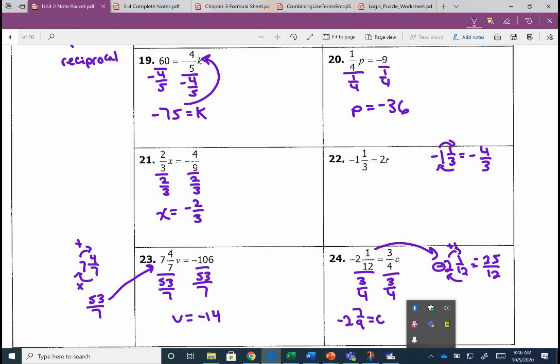So in 22, I should have divided by 2. And we end up with negative 2/3 is our R. And that's where it pays to go back and check. That's where it pays to make sure we go back and check. So once you have these 6 all wrapped up under control, go ahead and take the 2.1 quiz.